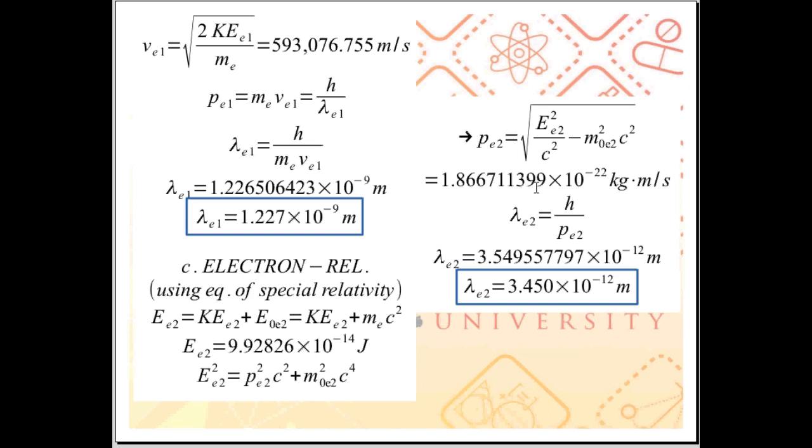And applying now our equation for a de Broglie wave, p is equal to h over lambda, so lambda is equal to h over p. Knowing the momentum, we are able to calculate the de Broglie wavelength of the relativistic electron: 3.450 times 10 to the negative 12 meters. So again, it will pay for you to review your special theory of relativity and be familiar with the basic equations that you get from it.